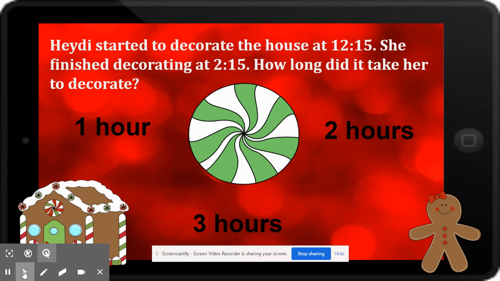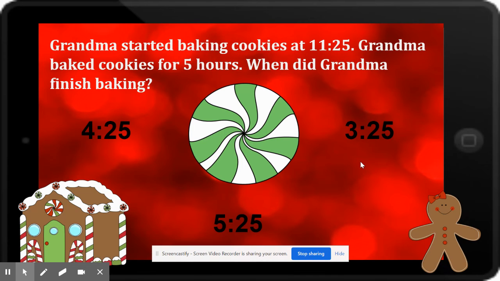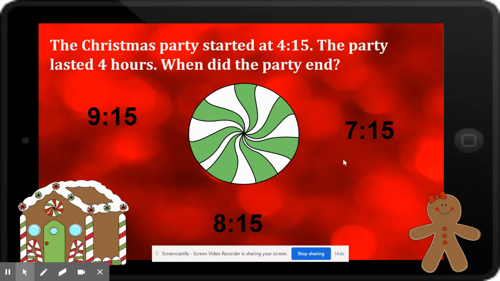Okay, I'm going to quickly look through the rest of these just to see if there's anything that might trip you up and try to give you tips on them. Okay, so this one started baking cookies at 11:25. Grandma baked cookies for 5 hours. So that's telling you how many jumps you need to make and when did she finish. You're going to need to figure out what the end of your number line is going to be.